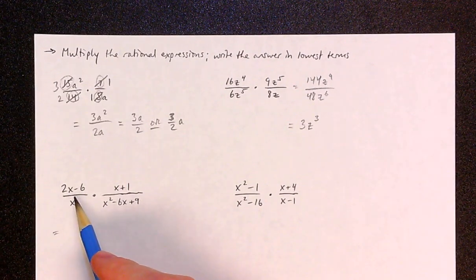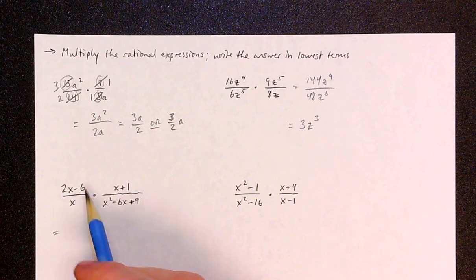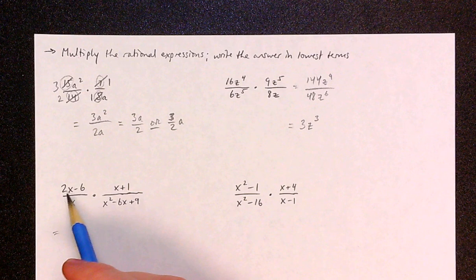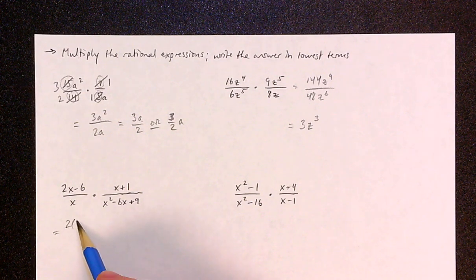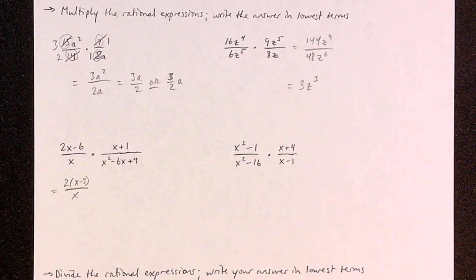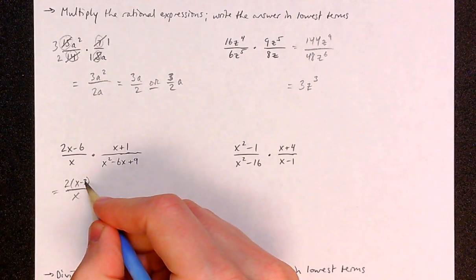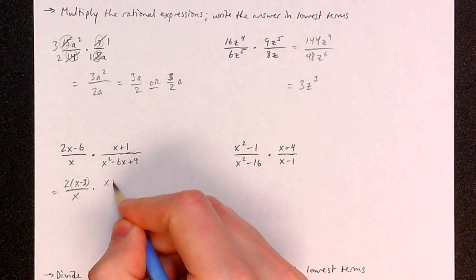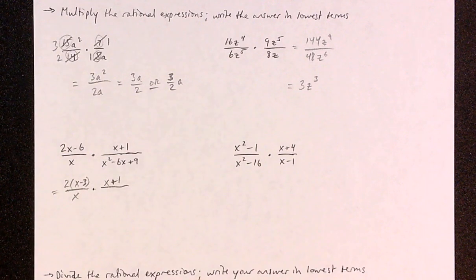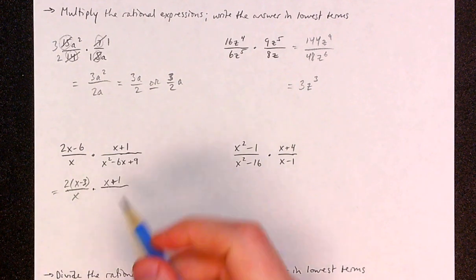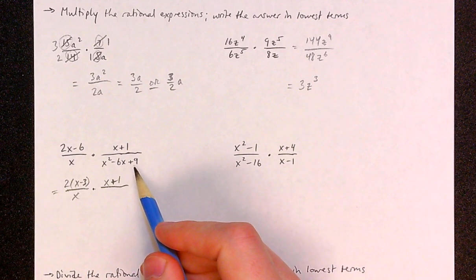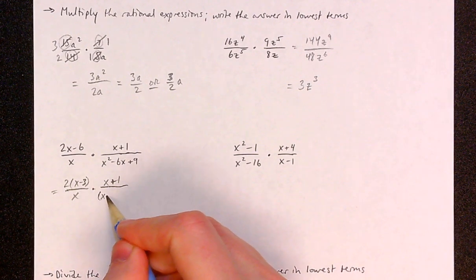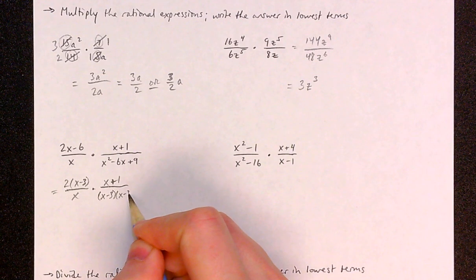So the 2x minus 6, I can pull out a common factor from each of these two terms. I can pull out a common factor of 2, and I'm left over with x minus 3. So there's my first rational expression, times I have my x plus 1, and now x squared minus 6x plus 9. Can we factor this? I need two numbers that multiply to positive 9 and add up to negative 6, and those numbers are minus 3 and minus 3.